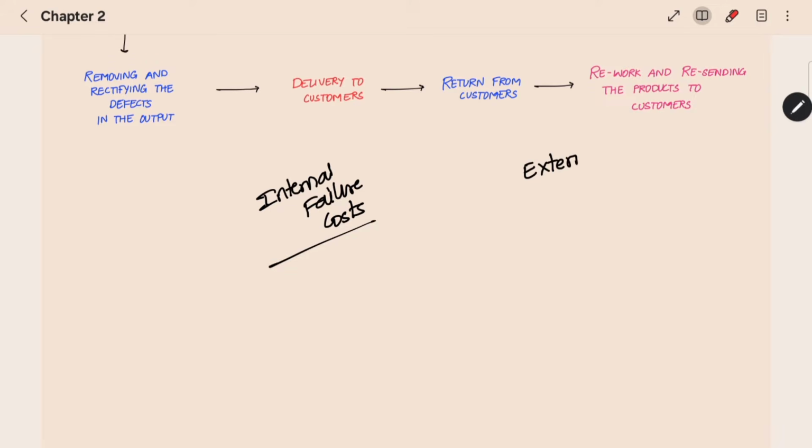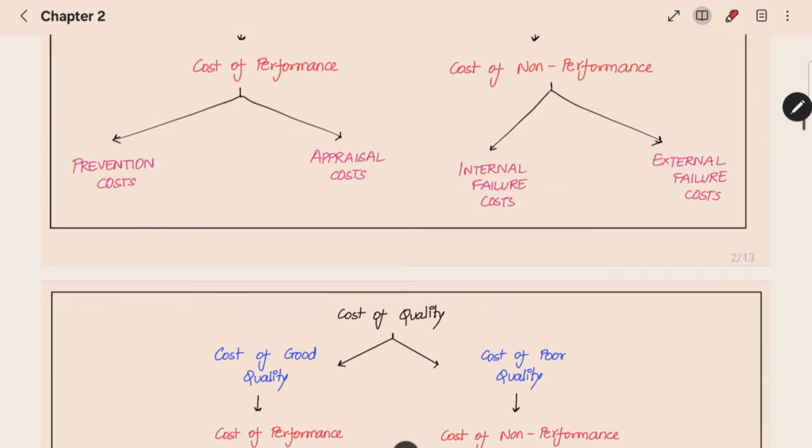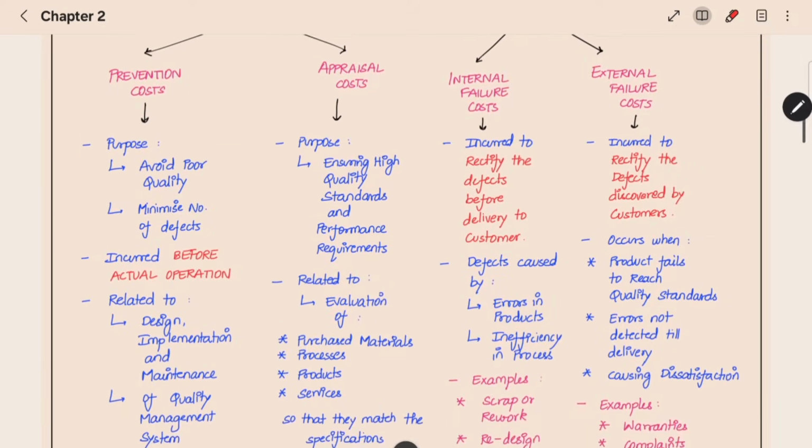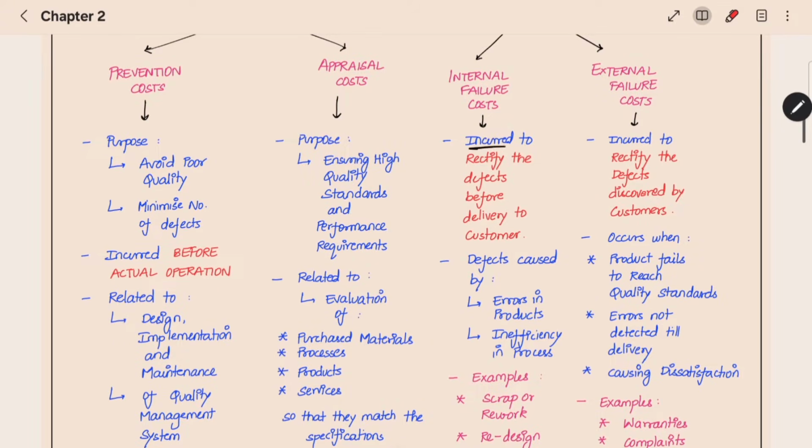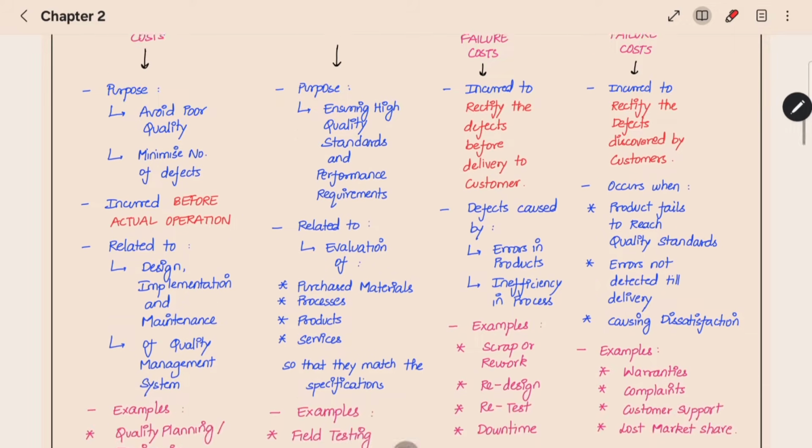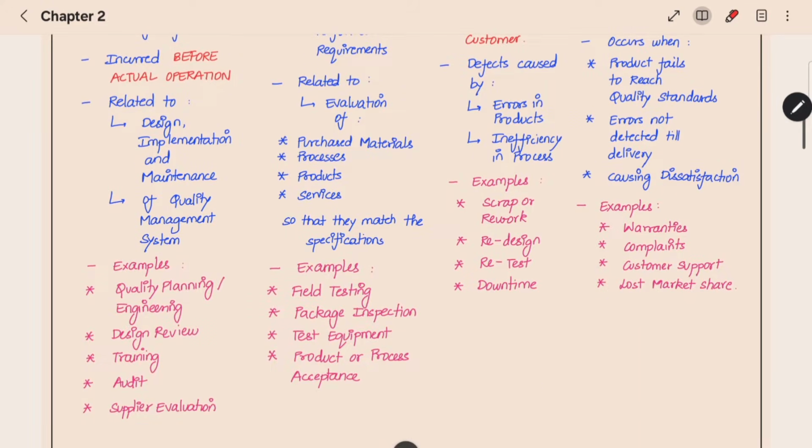After sending to the customer, he is finding out the defects and deficiency, and then he is returning the product. That is called external failure cost. In the internal failure, the company itself will find out the defects. This cost is incurred to rectify the defect before the delivery to the customer. Before delivering to the customer, you are identifying the problem in the product. Because of error or inefficiency in process, there is a defect in the product.